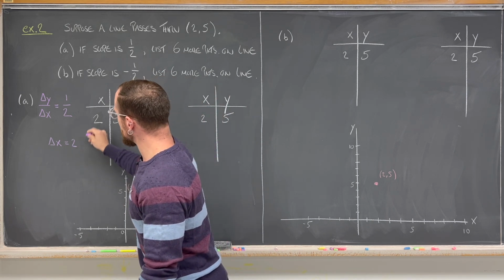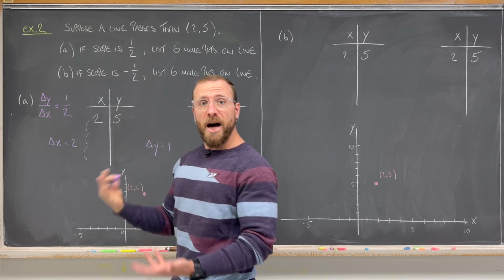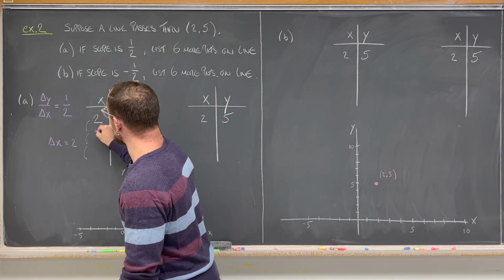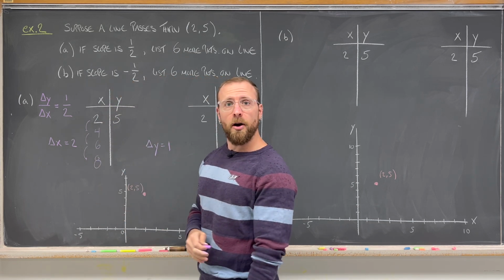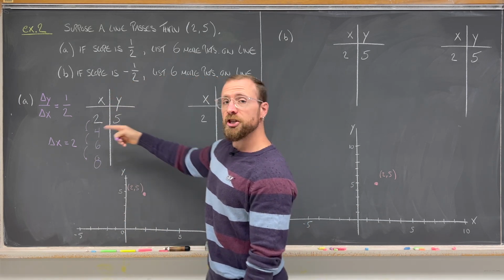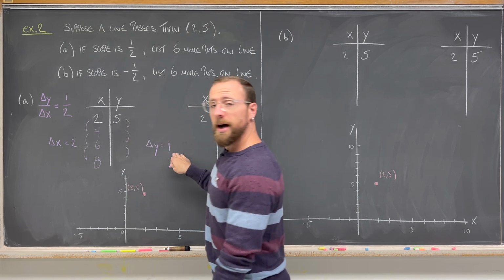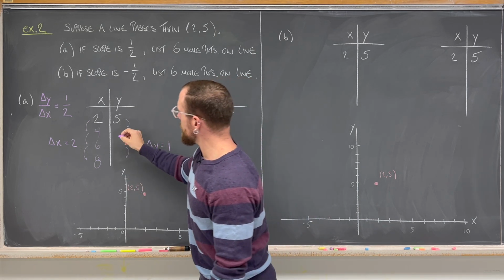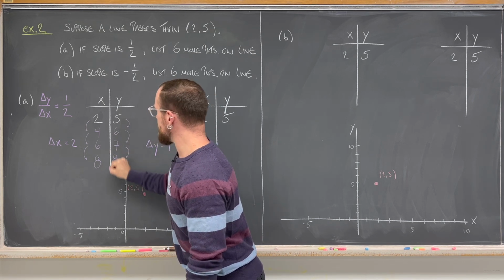When I say change in x is 2, I'm just going to change x by +2. That is to say, I'm going to add 2. So I'll get 4, 6, 8. Of course, I could keep going. At the same time, I'm going to change y. And the way that I'm going to change y is, well, by +1. I'm going to add 1. So I'm going to go from 5 to 6 to 7 to 8.